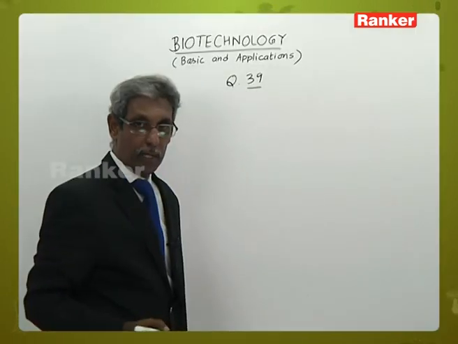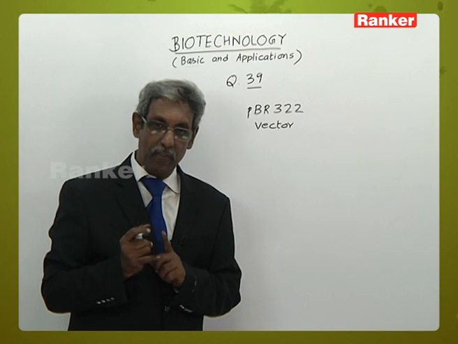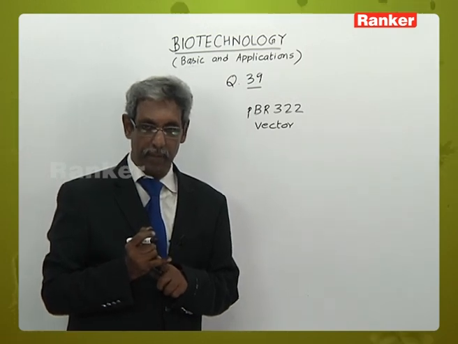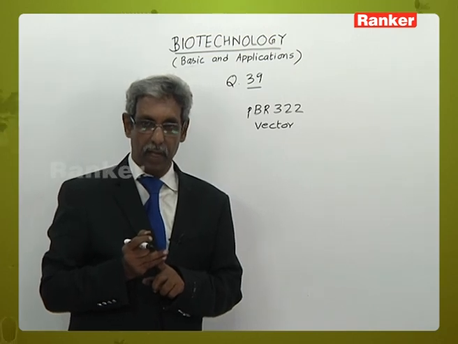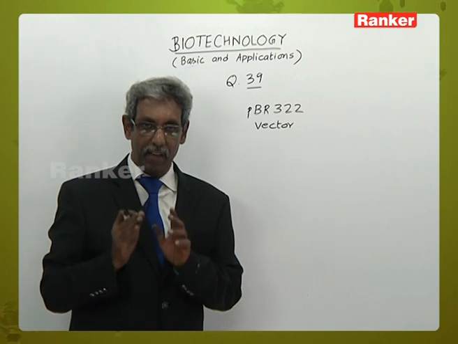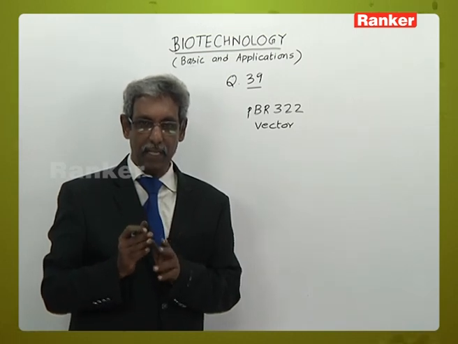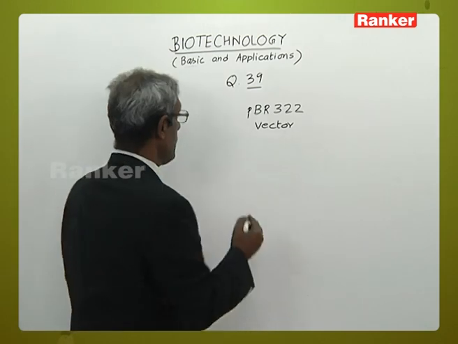We go to question number 39. pBR322 is a vector. Is it a cosmid? Is it a bacteriophage? Is it a phagemid? Or is it predominantly a plasmid vector? A cosmid is an artificial construct. Choice A. Bacteriophage is a virus which attacks a bacteria. A phagemid is again an artificial insert, but a well-studied vector which is primarily used in genetic engineering is the plasmid vector.